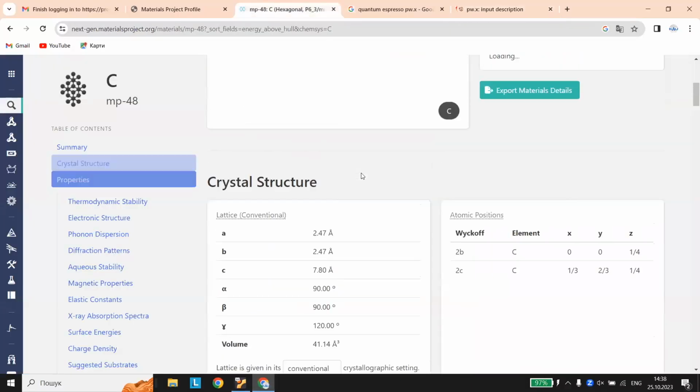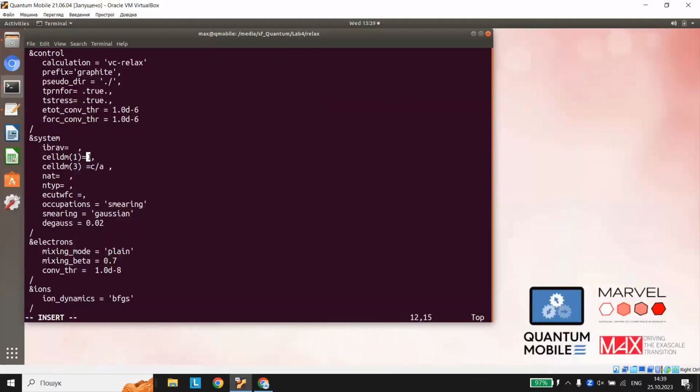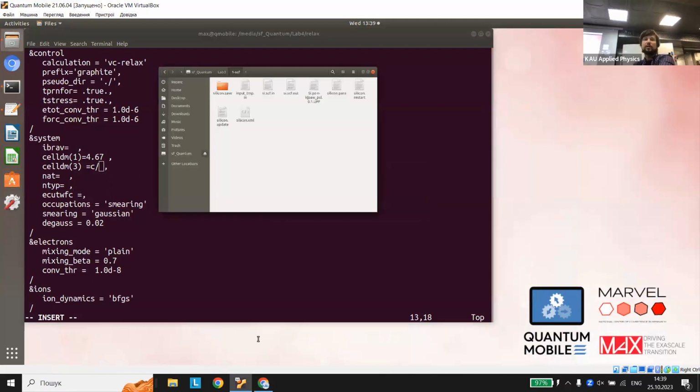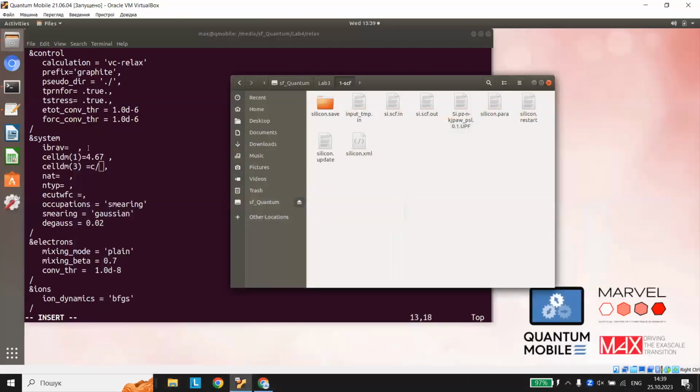Our number is here, but it's in extremes, and we need it in bars. So I can tell you, 2 times more. I can tell you 2.47 divided by 0... it's like 467 bars. And for CLDM 3, we also need the number. It should be 780 divided by 247.